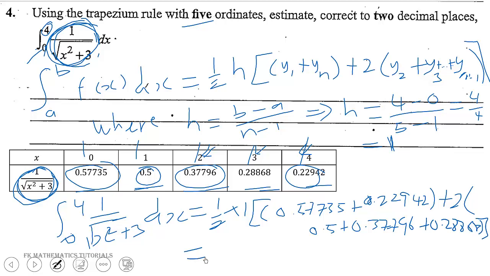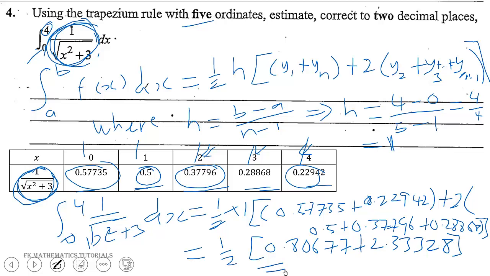So when you simplify this, you get 1 over 2 into 0.80677 plus 2.33328, and this will give you 1.57 to 2 decimal places.